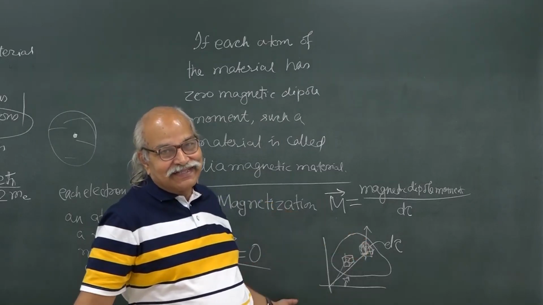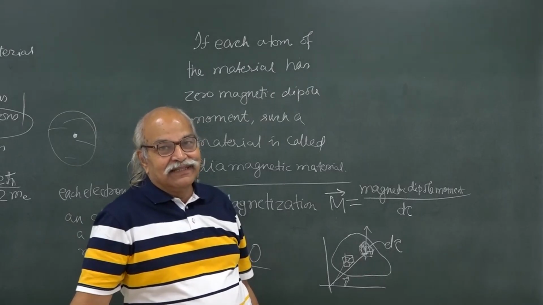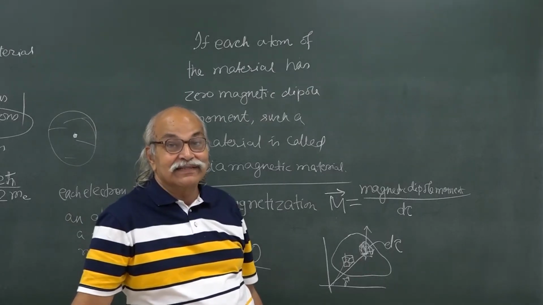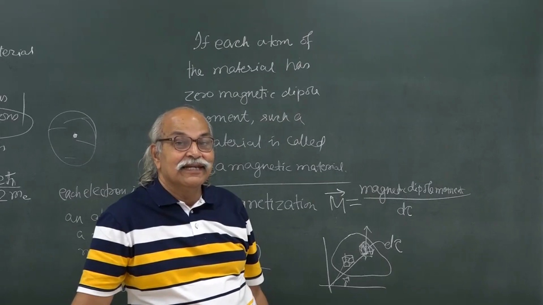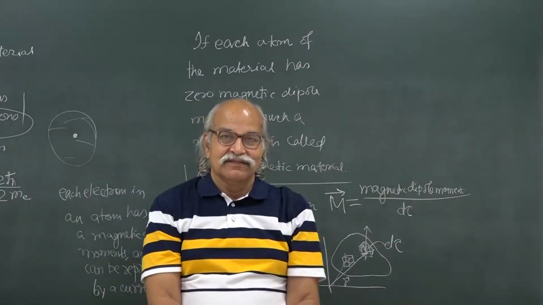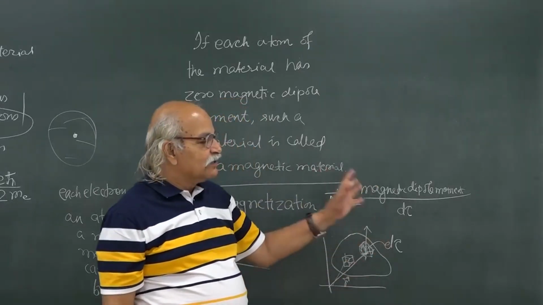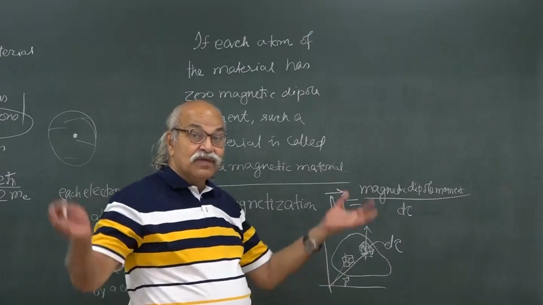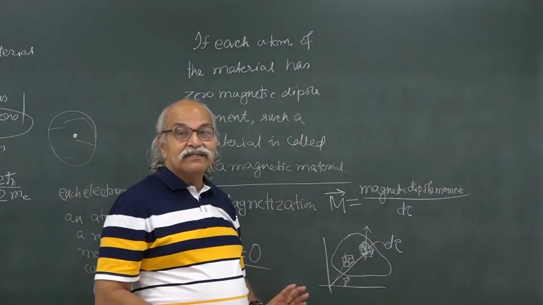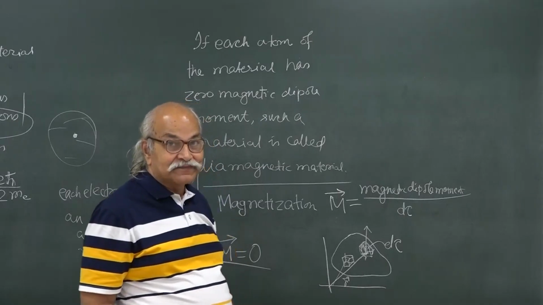So it is 0. What happens if this material is suddenly put in a magnetic field, or we bring in a magnetic field there? Around this material there is no magnetic field to start with, but now we bring in the magnetic field, we switch on a magnetic field. What will happen?